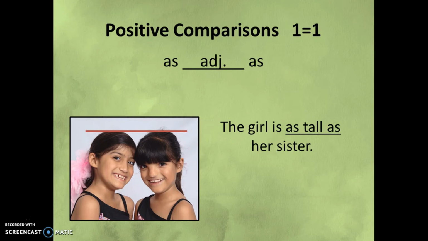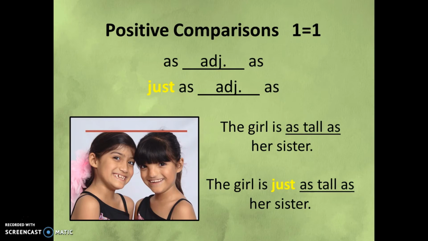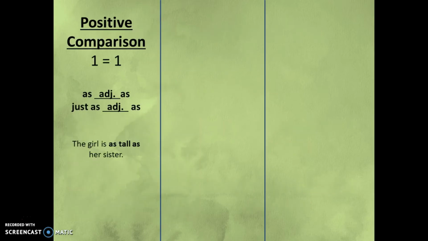But if I want to add one of those adverbs to add emphasis, I could use the word just. And I could say the girl is just as tall as her sister, meaning equal. So in our chart here today, you can see I've added just as adjective as under our positive comparisons. And I have my 2 example sentences. The girl is as tall as her sister, and the girl is just as tall as her sister.